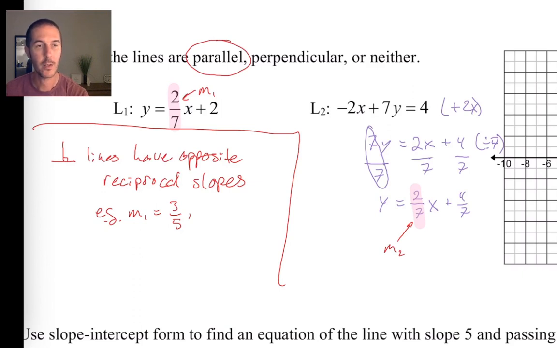What is the opposite reciprocal of 3/5? And the answer is, if we flip this fraction over, making it 5/3, and then we change the sign, that's why it says opposite reciprocals, a line with a slope of -5/3 would be perpendicular to a line with a slope of +3/5.